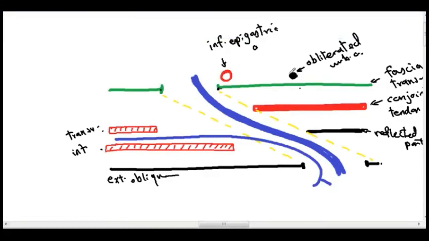If you see here, this is the obliterated umbilical artery. If it comes through here, medial to the obliterated artery, this is called medial direct, or lateral to the artery is called lateral direct. At first, to understand the indirect hernia, I want you to watch this video, okay?